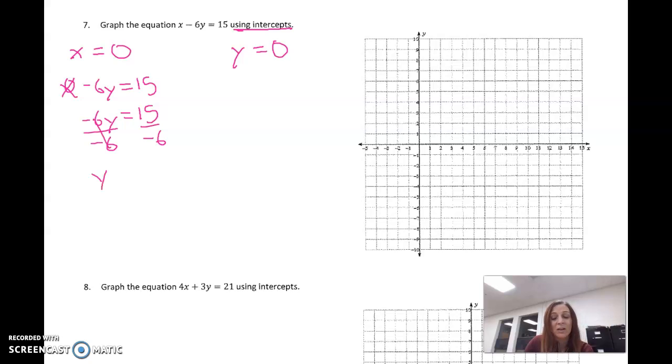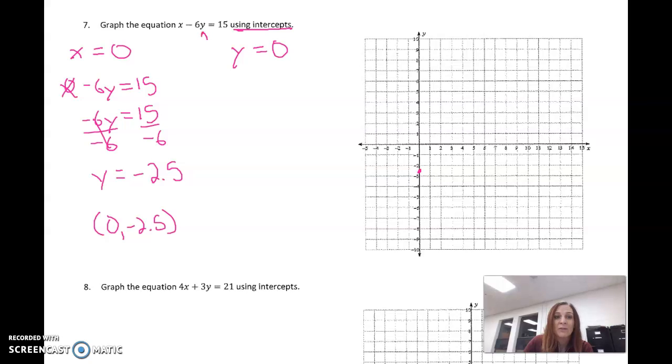And if you were to take a calculator and go 15 divided by -6, or change it to a mixed number, you'd get -2.5. So this is the point 0, -2.5. So I'll just go about halfway between the 2 and 3, because that's where 2.5 would be.